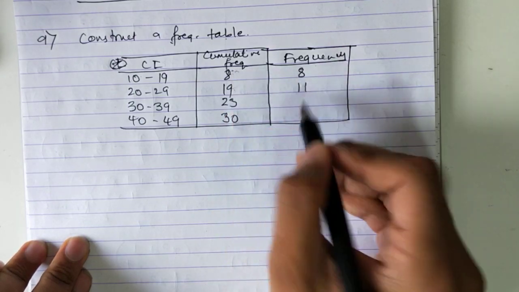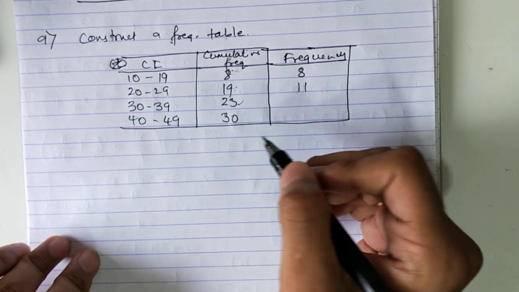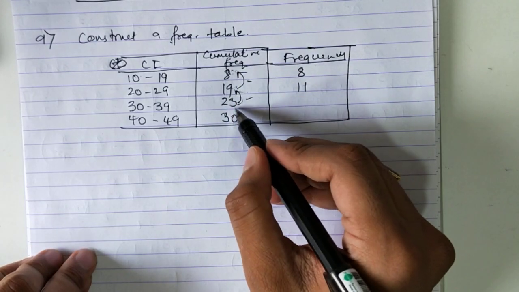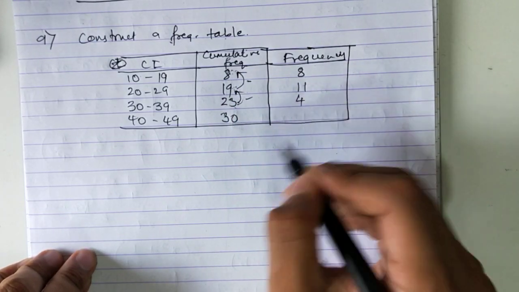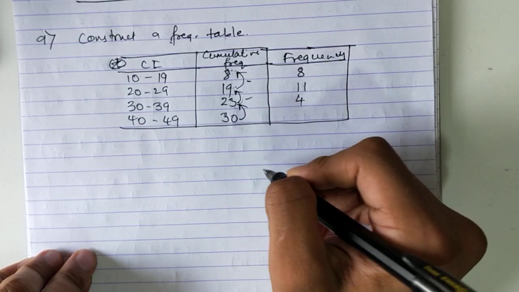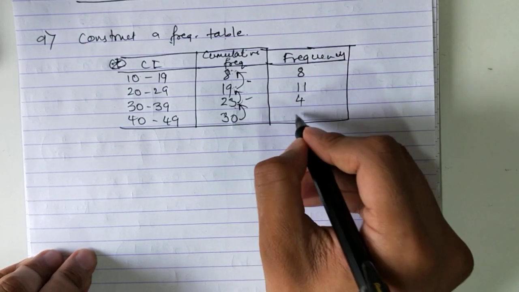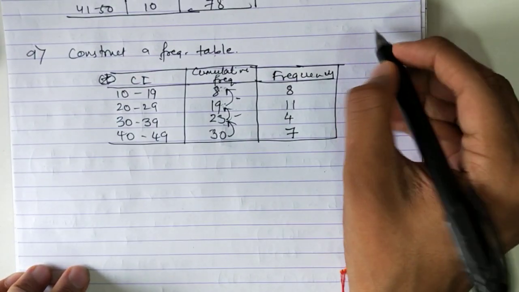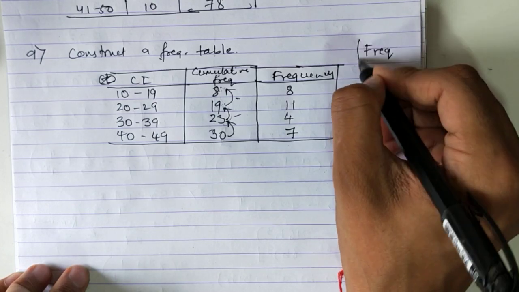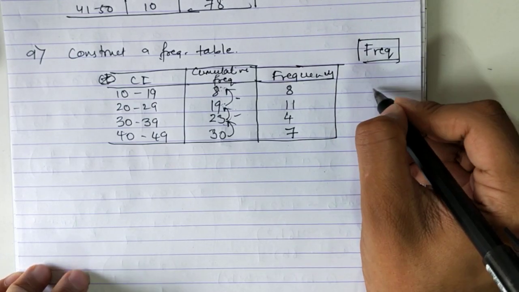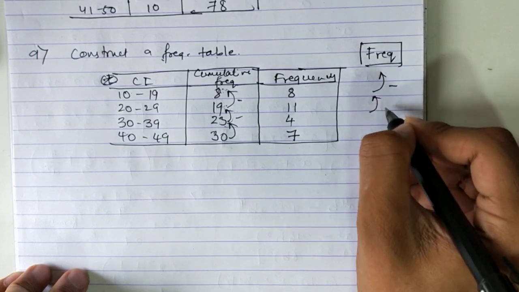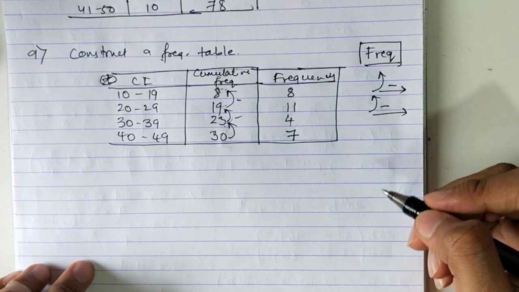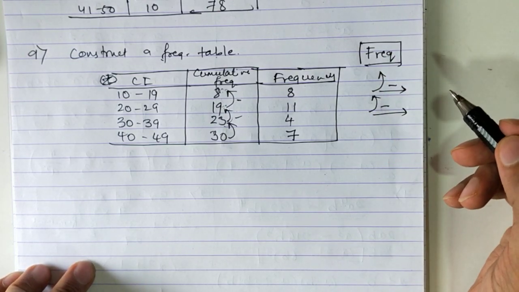So whatever answer you get, write it here. Then 23 minus 19. See, subtract from the previous value. So 23 minus 19 will give you 4. 30 minus 23 will give you 7. That's it. So to find the frequency, what is the method you follow? You subtract with the previous number, and then write the answer here.